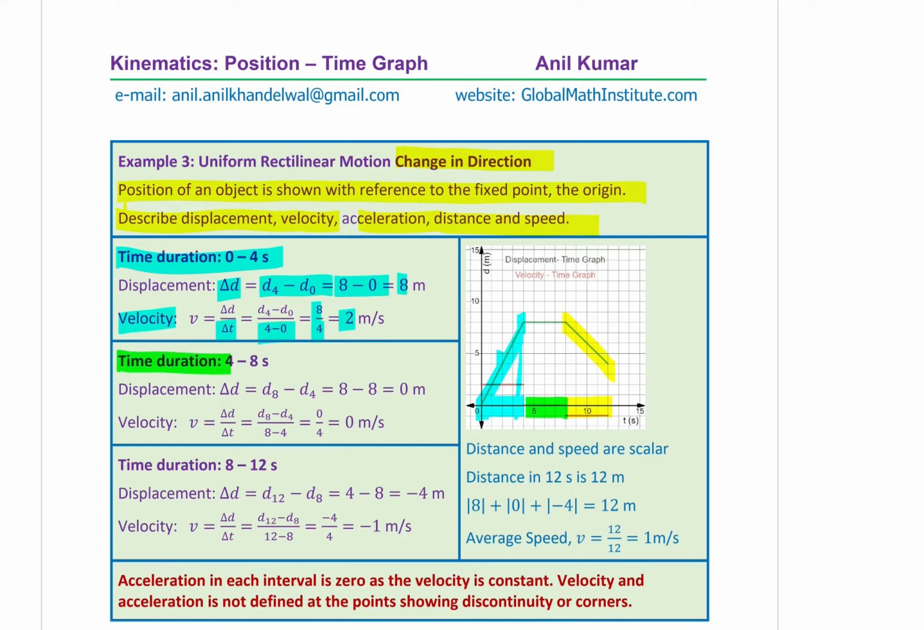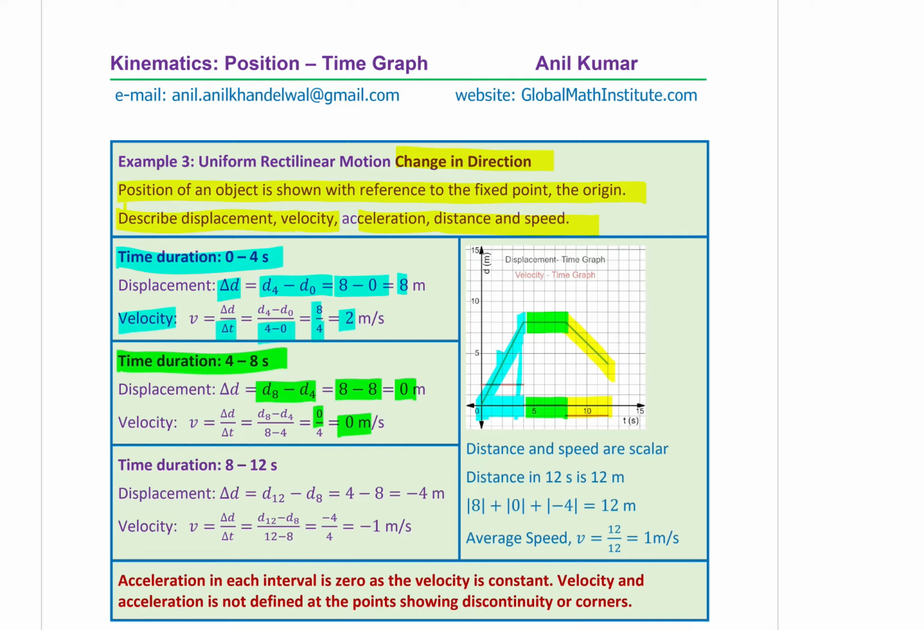Now let us consider the duration between 4 to 8 seconds. In this, we see that the object stays at a point. Distance is not changing. 8 minus 8 is 0. That gives you 0 divided by the time interval, velocity of 0 meters per second. Well, velocity is 0 and acceleration will also be 0.